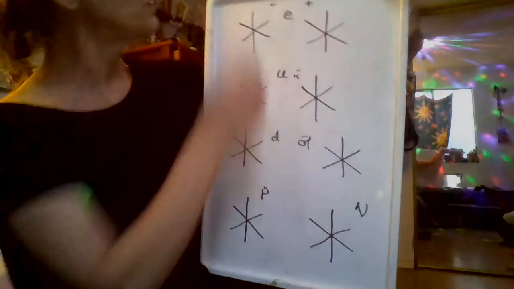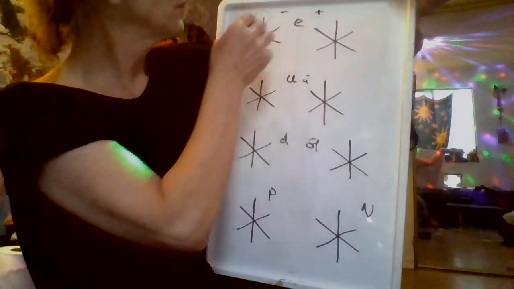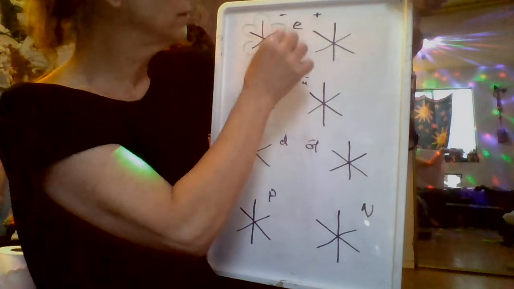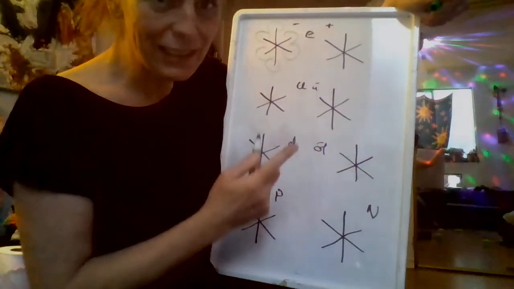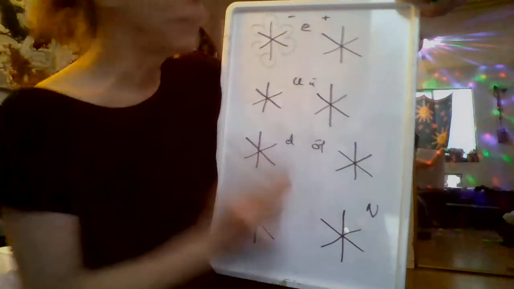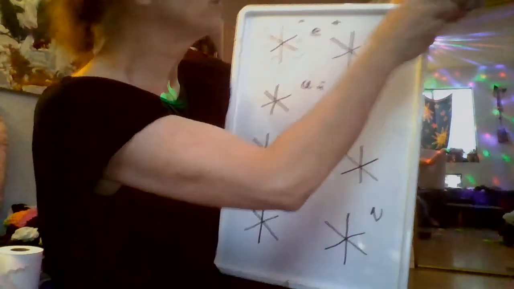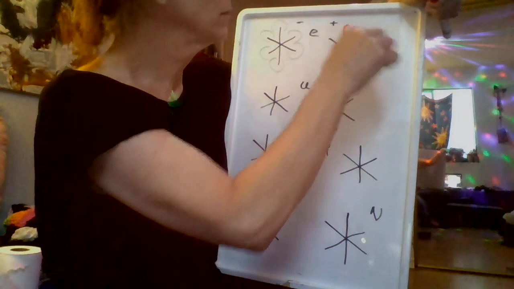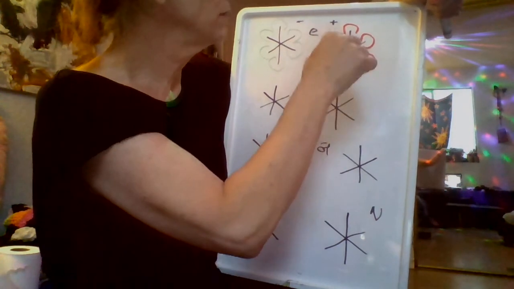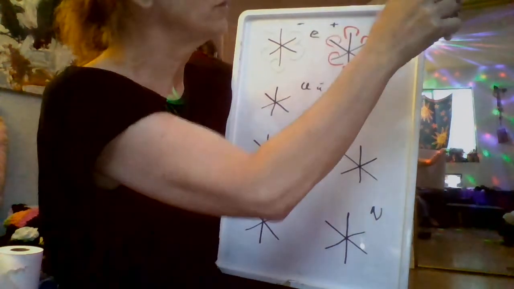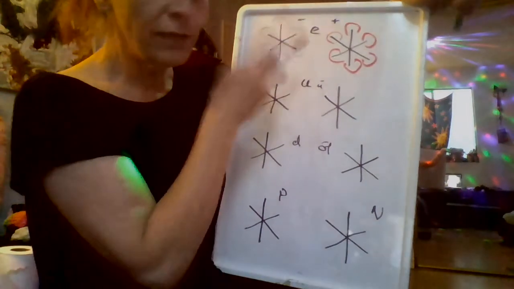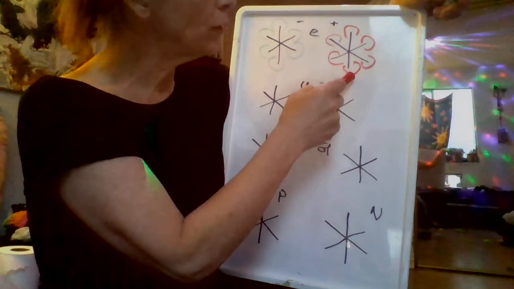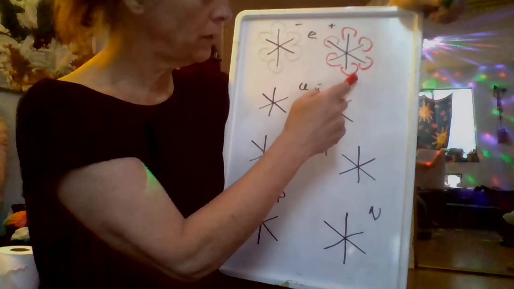Okay, simple. Electron, very simple. Three axes. Three axes of negative charge. Positron, three axes of positive charge. Three axes of inflow, divergence. Three axes of outflow, convergence.